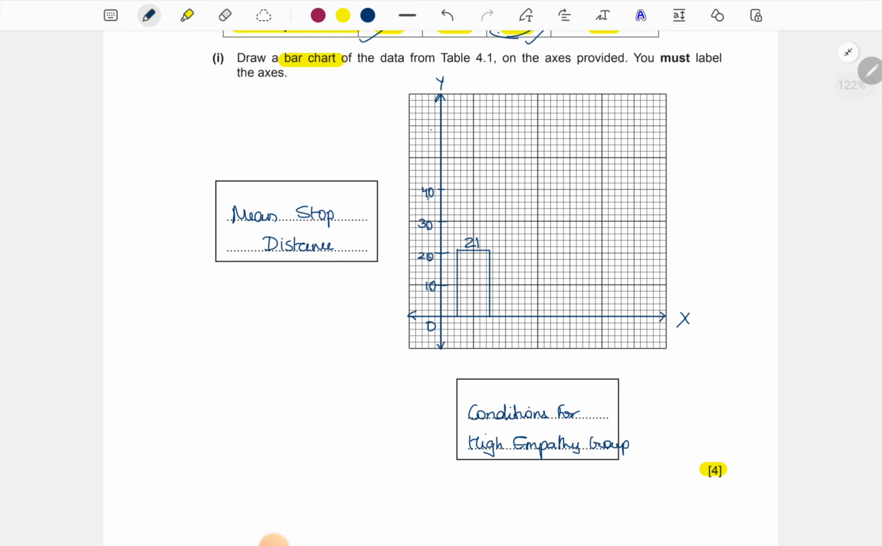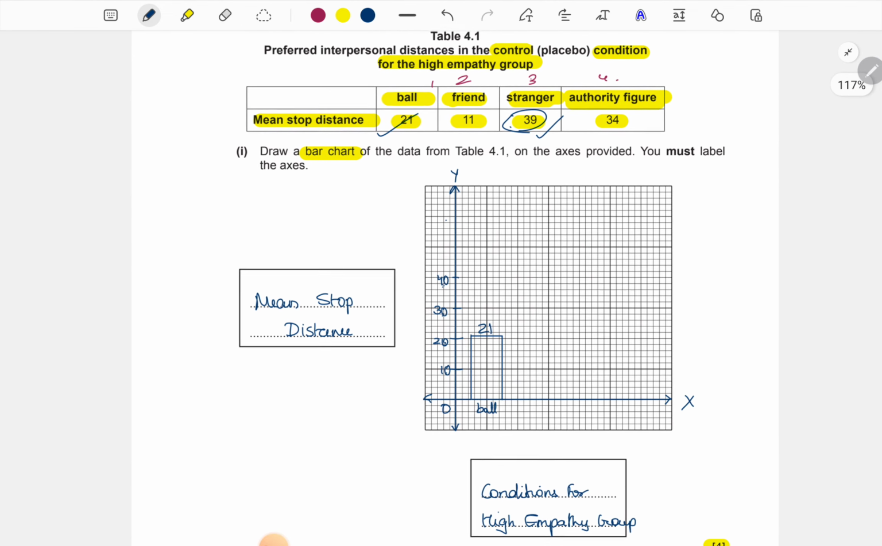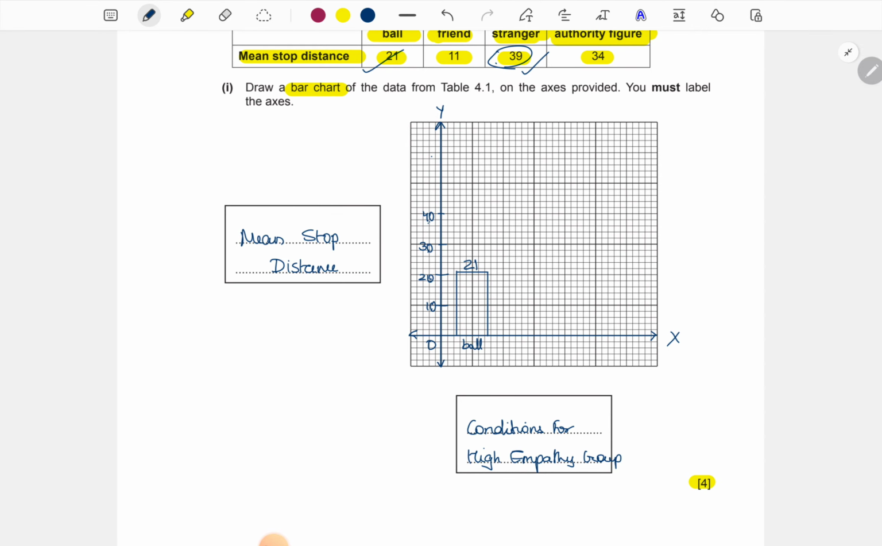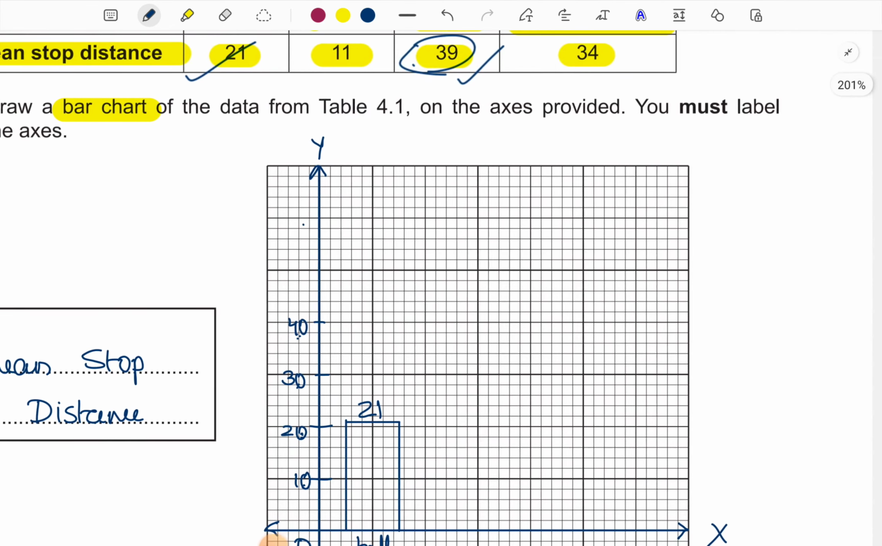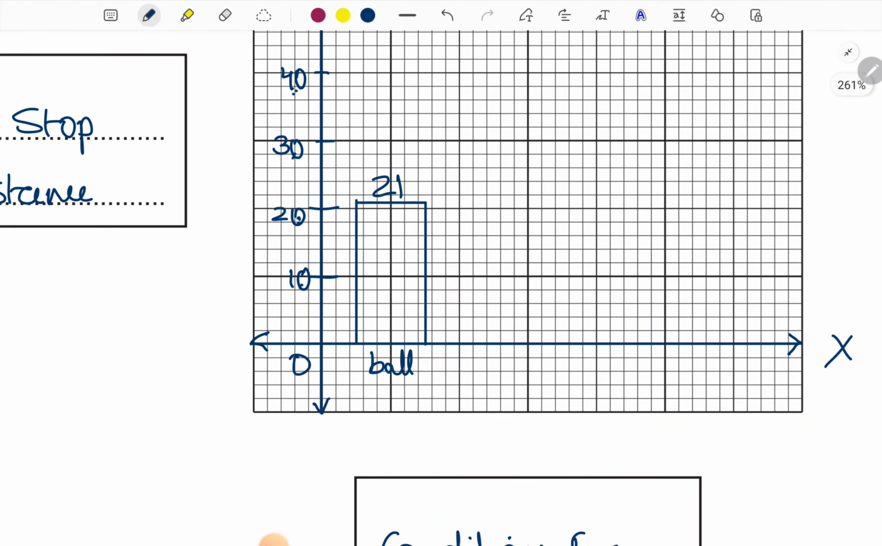This is optional. On the top you can also write the figure, and below, that naming is definitely compulsory. You write ball over there. No type of shading or dotting or anything is required for these types of graphs, because these are not cluster graphs, they are simple bar graphs. Next is 11, friend. Again, what I have to do is the same thing. Just take it a little above 10. Okay, so let me take it at this much distance.